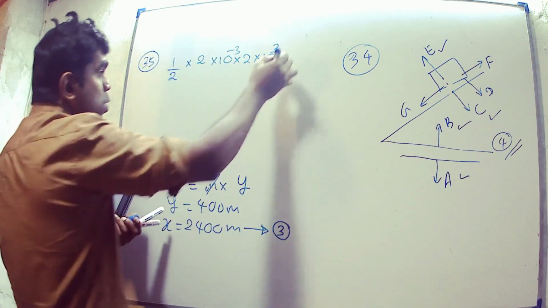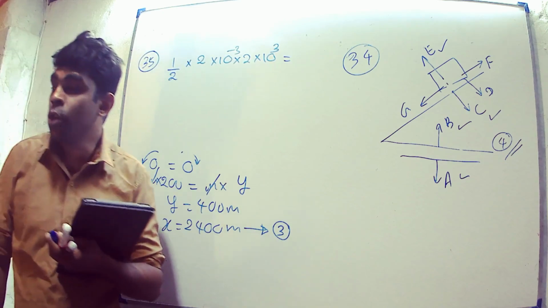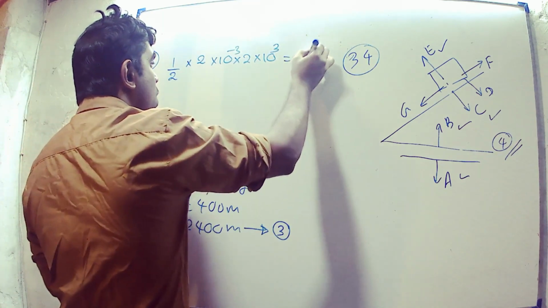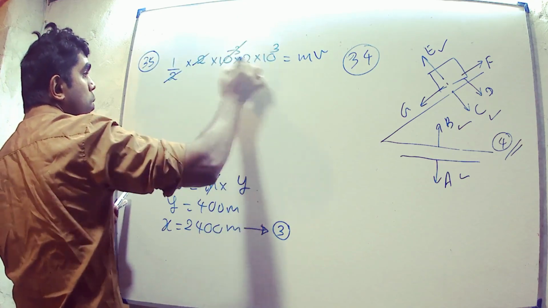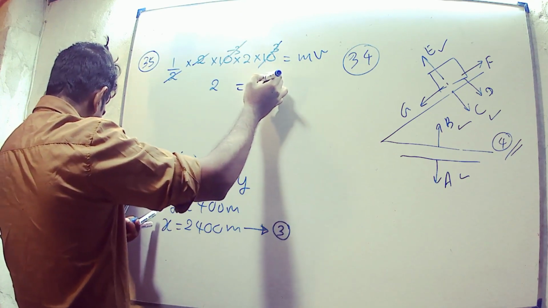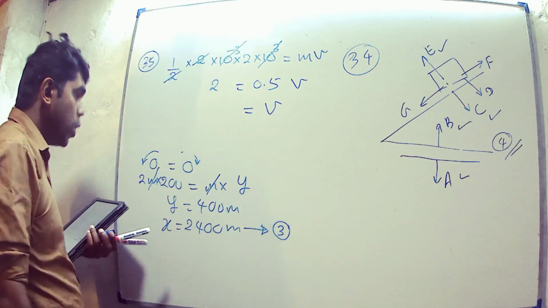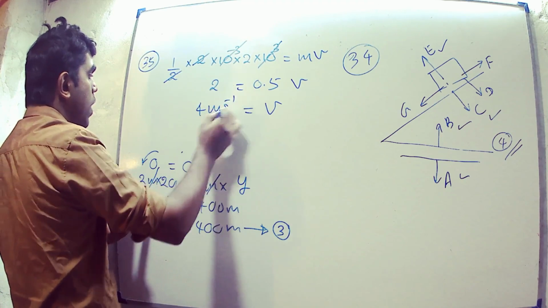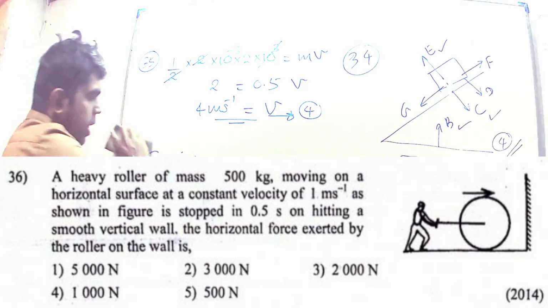It should be equal to the change of momentum, but initially there is no motion. It is at rest. Therefore, this should be equal to mv, where the final velocity is v. We can cancel out 2 and 2, 10 to the power minus 3 and 10 to the power 3. 2 equals the mass of the ball 0.5 times v. Then we can find the v value: 2 divided by 0.5 is 4 meters per second. Then the answer is 4 for question number 35. Then 36.